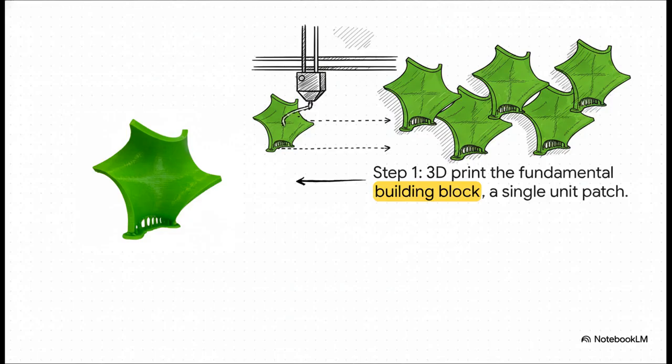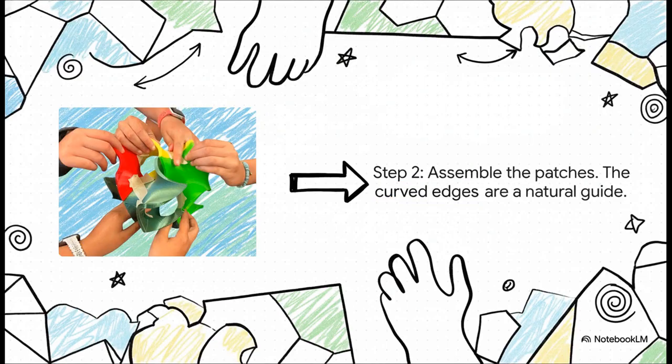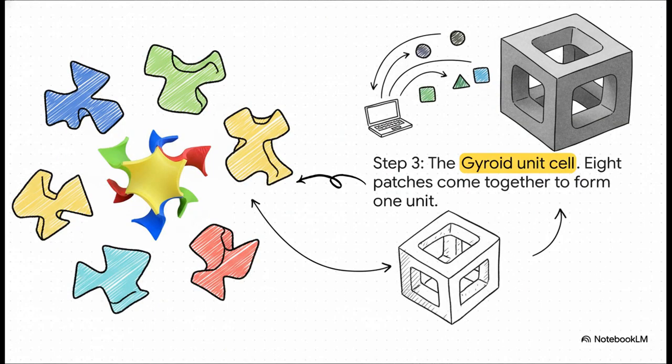You start with the fundamental piece, the building block, which is this single gyroid patch. Every single part of the final structure is just made from copies of this one little piece. Next up is the hands-on part. You get students to take these patches and start putting them together, and the curved edges act as a natural guide. It becomes this awesome mathematical puzzle. It turns a really abstract concept into a fun, collaborative, hands-on project. And this is what you get. 8 of those individual patches click together to form one complete gyroid unit cell.